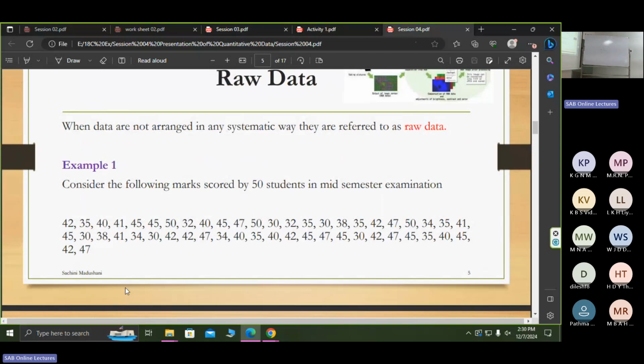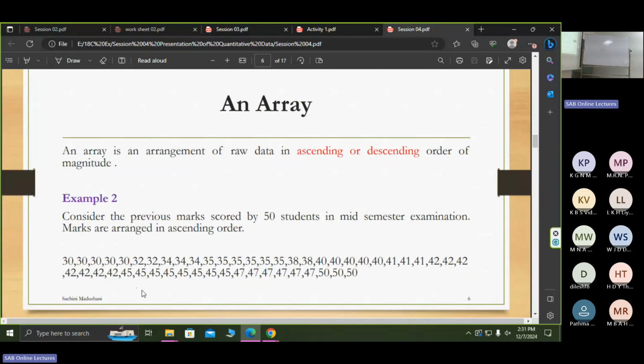Using the raw data set, we cannot get any idea about the data. We cannot easily find out which mark is the highest and which is the lowest. Therefore, we can arrange this raw data set in ascending or descending order. Ascending order means lowest value to highest value; descending order means highest value to lowest. Normally we arrange it in ascending order, though we can use both methods. When we arrange it in ascending order, we call that a data array.